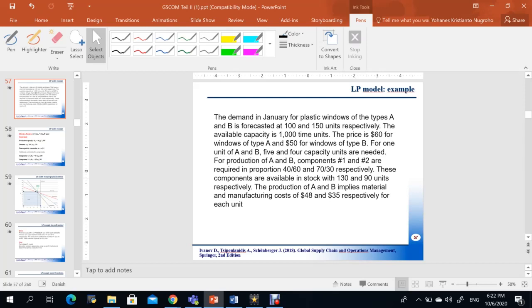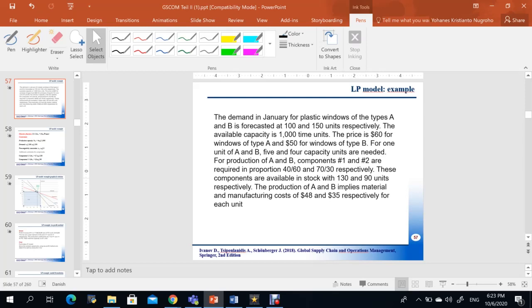For production of A and B, components number 1 and 2 are required in proportion 40 by 60 and 70 by 30 respectively. These components are available in stock with 130 and 90 units respectively. The production of A and B implies material and manufacturing cost of $48 and $35 respectively for each unit.